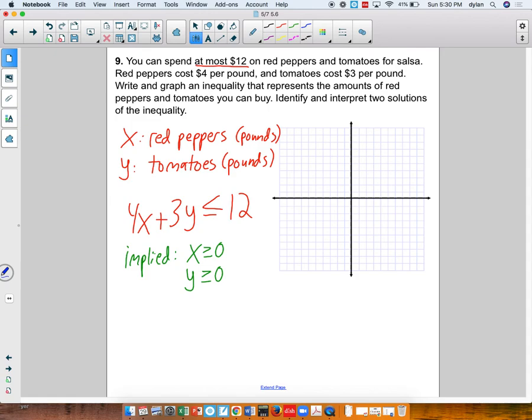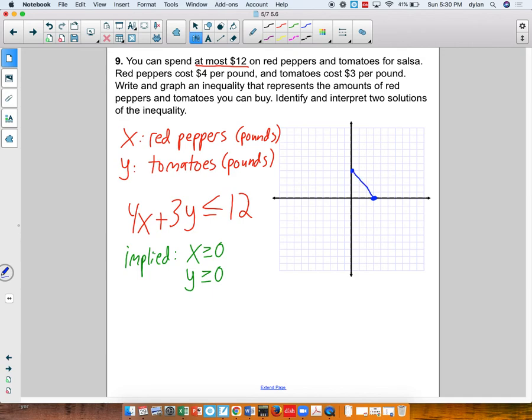In this case, I'm in standard form here, so I'm going to use standard form. If you cover up y, the 3y, you can see that 4x is less than or equal to 12. In other words, our x-intercept is going to be 3. And then if you cover up the 4x, you can see that 3y is less than or equal to 12, so our y-intercept is going to be 4. And because it's less than or equal to, we're going to use a solid line.